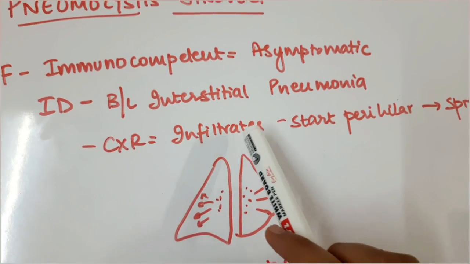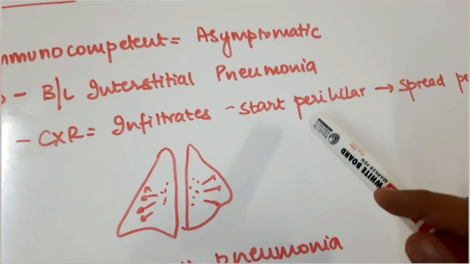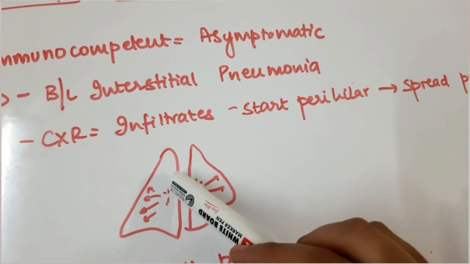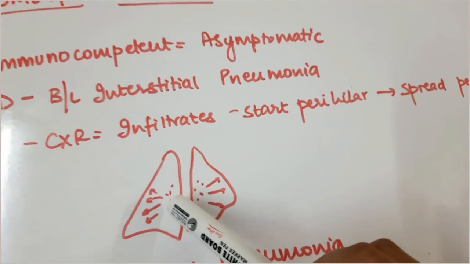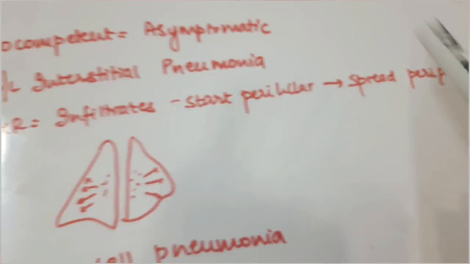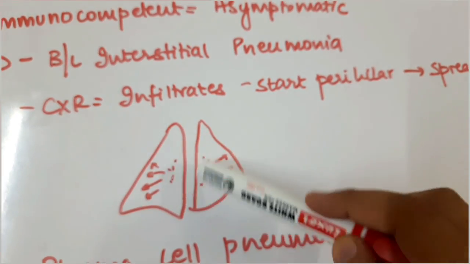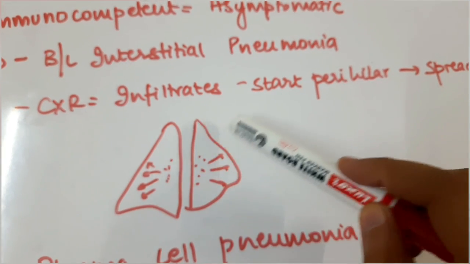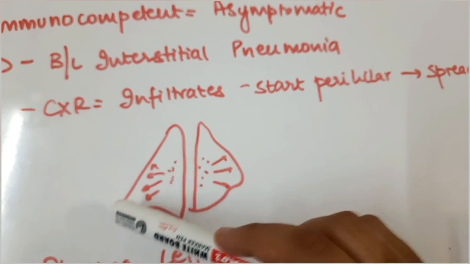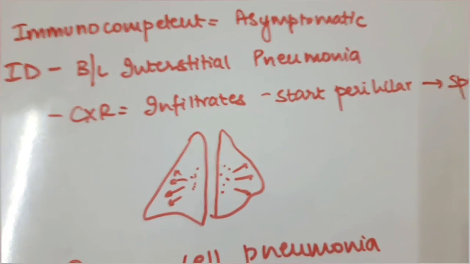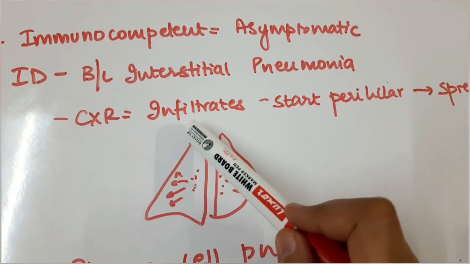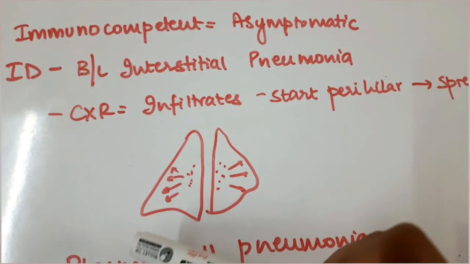Now the characteristic sign of these infiltrates is that they start perihilar, which is surrounding the hila of the lungs, and they spread peripherally. So they start perihilar, which is around the hila of the lungs, and they spread peripherally throughout the lung. That is the characteristic feature of the infiltrates which are seen in Pneumocystis jiroveci infection.